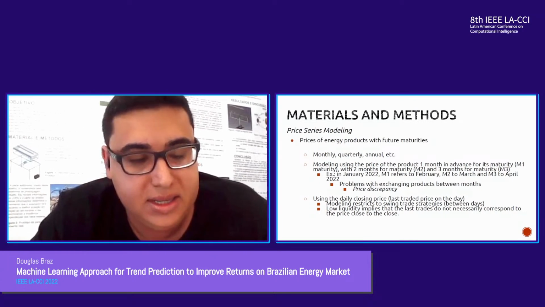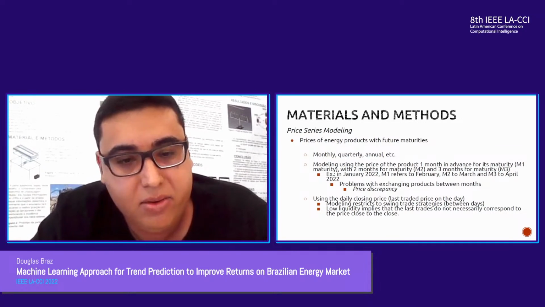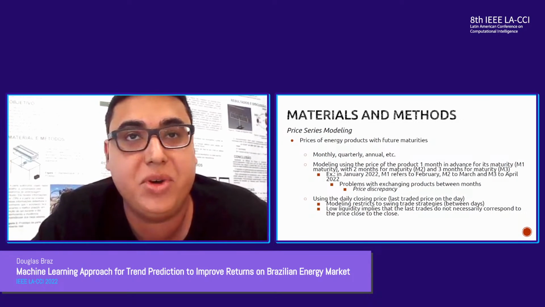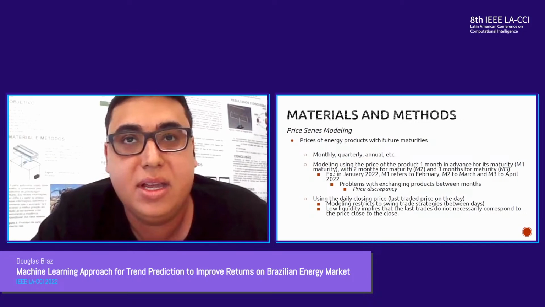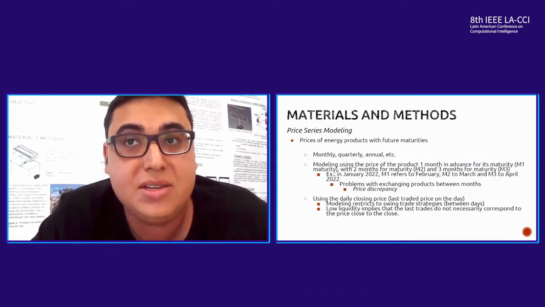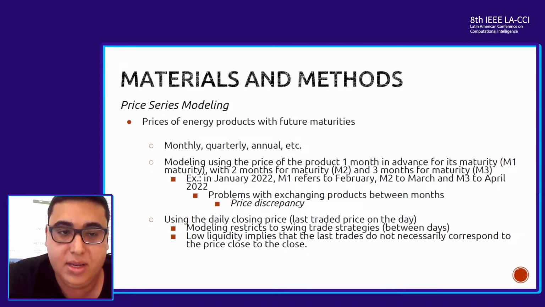Low liquidity in this market, as we discussed, does not necessarily correspond to the price at the closing session. Perhaps we can have the last trade price during the trade session not close to the end of the session. So the last trade price could be, for instance, a price that was traded in the middle of the day. But for us, this is the last traded price, and we are working with this closing price. We are naming this closing price as the last trade price.